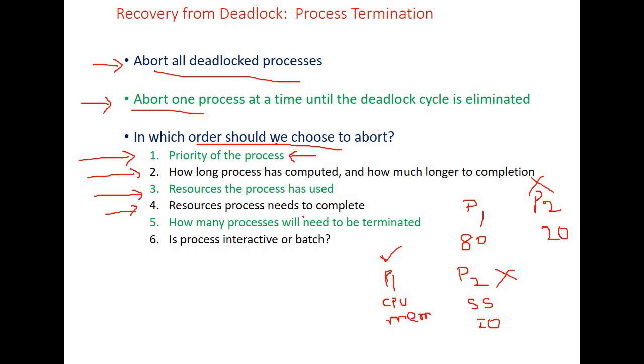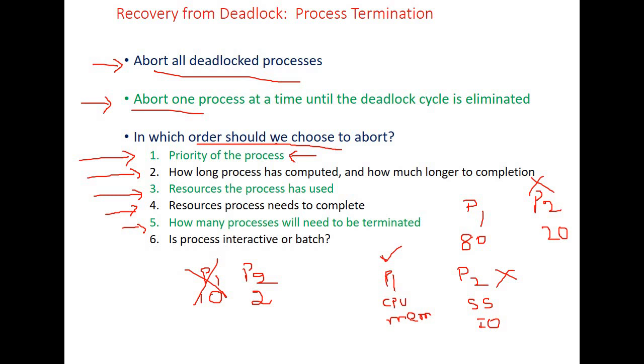Next, how many resources a process needs to complete. For example, there are two processes, assume P1 and P2. P1 needs 10 more resources to complete its execution. P2 requires only 2 resources to complete its execution. In that case, we terminate the P1 process.